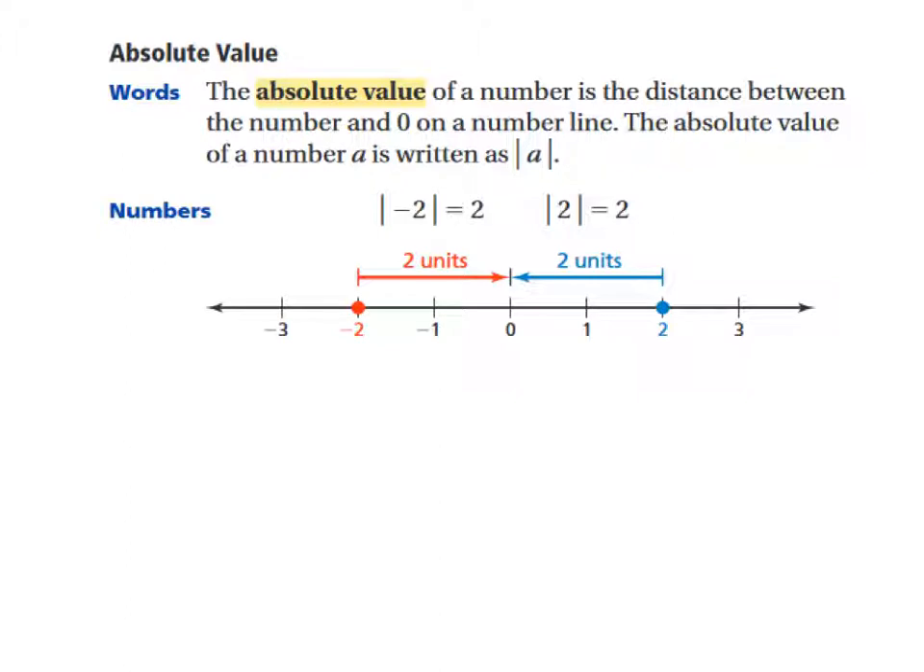In words, the absolute value of a number is the distance between the number and zero on a number line. The absolute value of a number A is written as that number between two straight bars. In numbers, you can see, we have a number line here. The absolute value of -2 is the distance between -2 and 0 on the number line, which is 2 units. And the absolute value of 2 is the distance between 0 and 2 on the number line, which is 2 units.